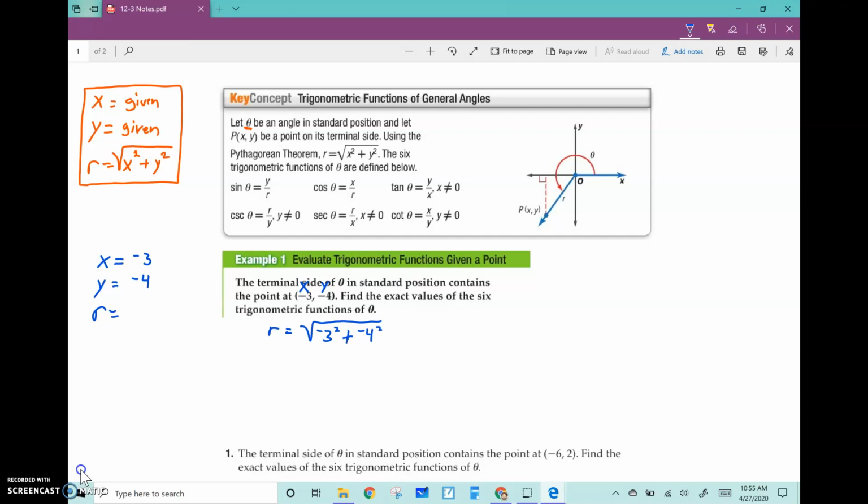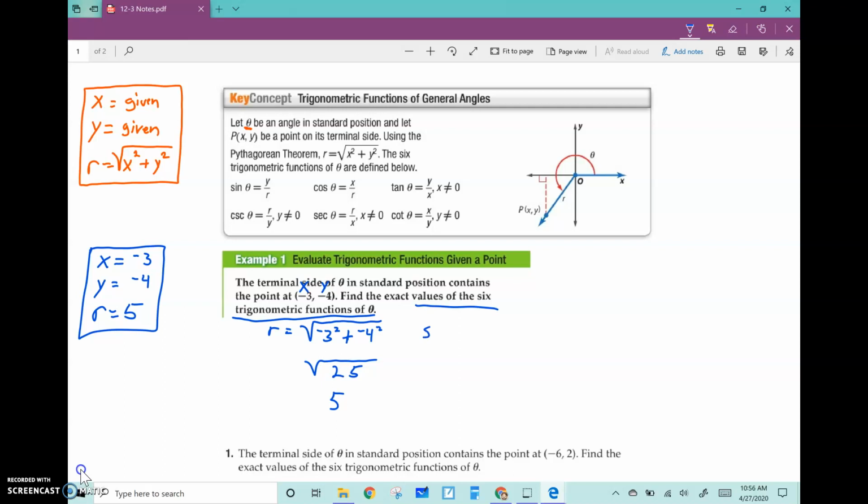Okay, and if we square those and add them together, we get 25. And the square root of 25 is 5. So we're going to throw a 5 in. Whoops, I wrote R again. There we go. And we have everything we need to do in order to find the 6 trigonometric functions of that angle. So let's look and do this.